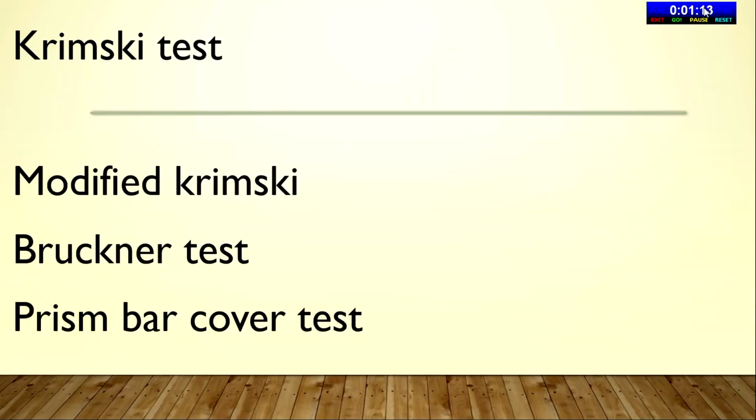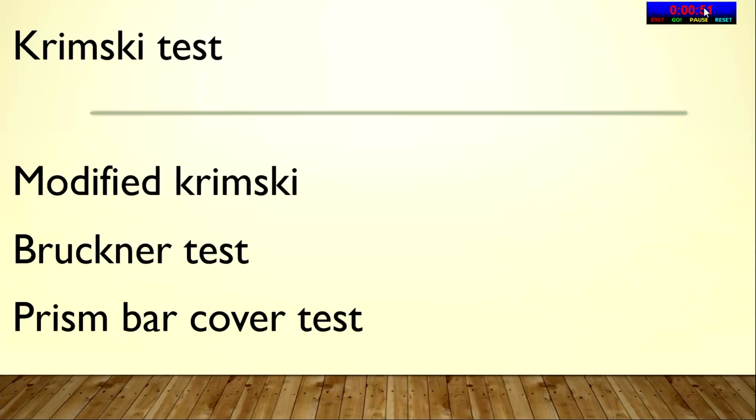Krimsky means what? I'll tell you. Krimsky, you are putting a prism to find out how much deviation is there. Krimsky means you are putting the prism in front of the deviated eye. Suppose I'm having esotropia, your apex is always towards the deviation, that means base out. So Krimsky is putting the prism in front of the deviated eye.